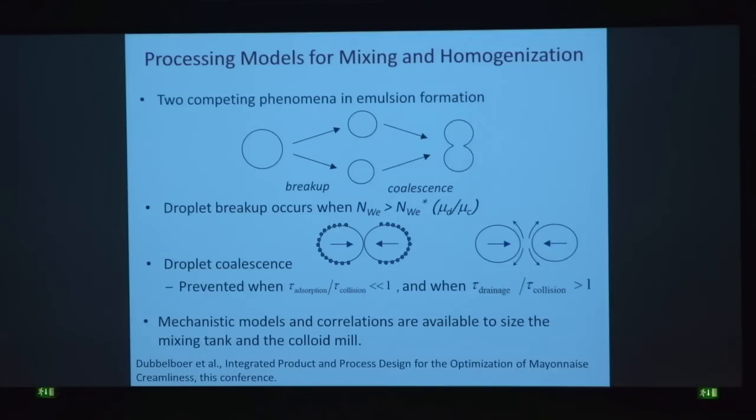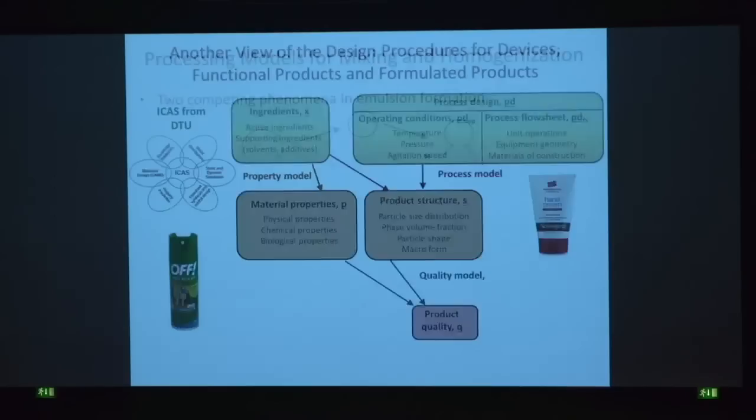Actually, I just listened to the talk. I begin to feel that with this talk on mayonnaise, we are moving in a very similar direction, indicating that the community is converging to a certain direction. And I would like to offer a different view of what we just said.